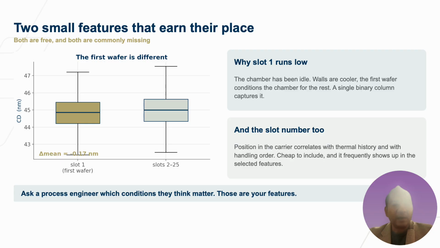Both of these came from asking a process engineer what they thought mattered. Neither would be discovered by a model searching a table that did not contain the column. Domain knowledge enters a machine learning project as feature columns. That is the mechanism. Ask which conditions people think matter and then find a way to encode each one.